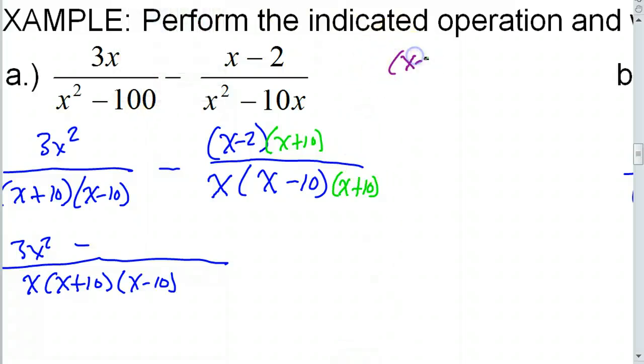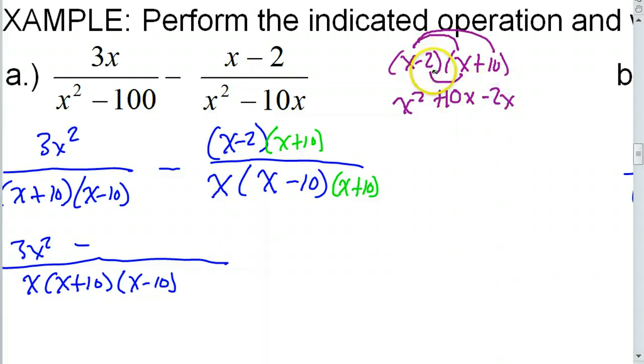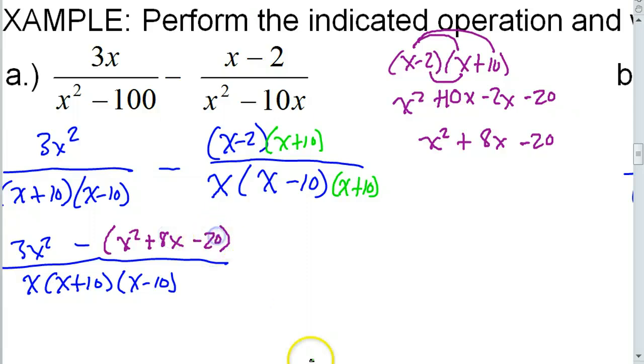Okay, so we've got this x minus 2 times x plus 10. We need to double distribute that, so x times x, that's x squared. x times 10, that's 10x. Negative 2 times x is negative 2x, and negative 2 times 10 is negative 20. All right, combining these like terms in the middle gives us x squared plus 8x minus 20. Okay, so that's what I'm going to put right here. All right, so I have x squared plus 8x minus 20.